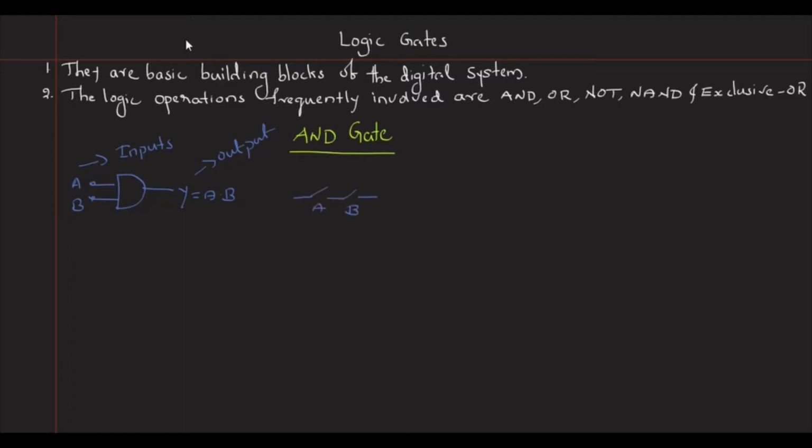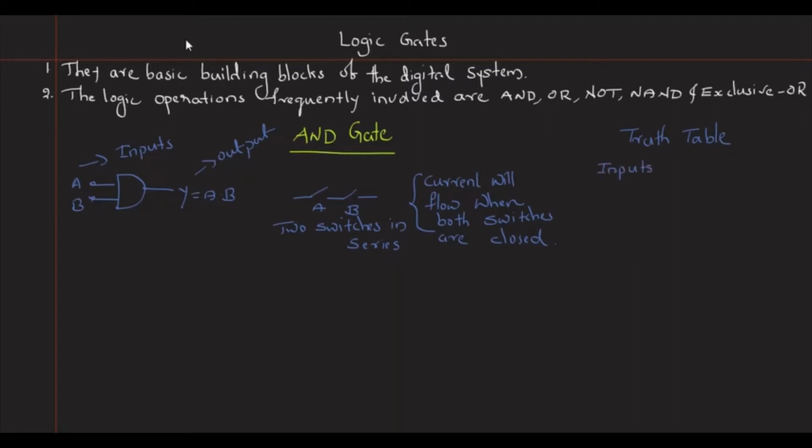To explain the AND operation, a simple circuit with two switches in series is shown. It is clear that the current can flow in the circuit only if both switches are closed.